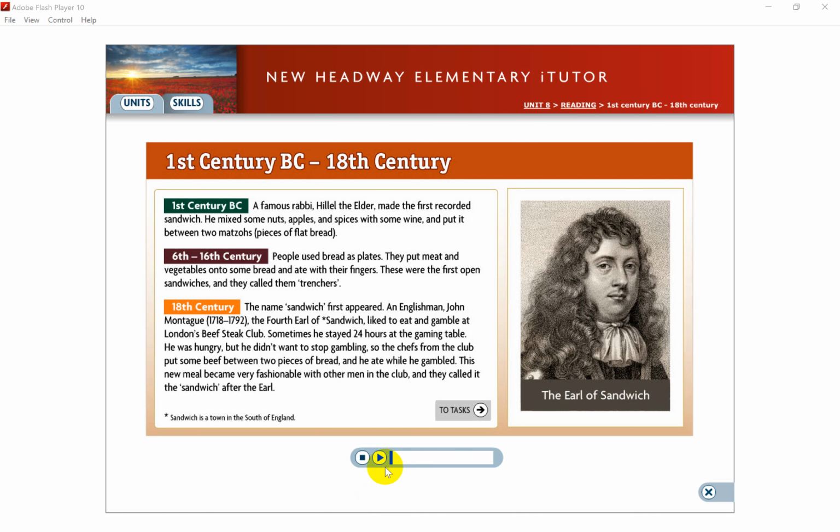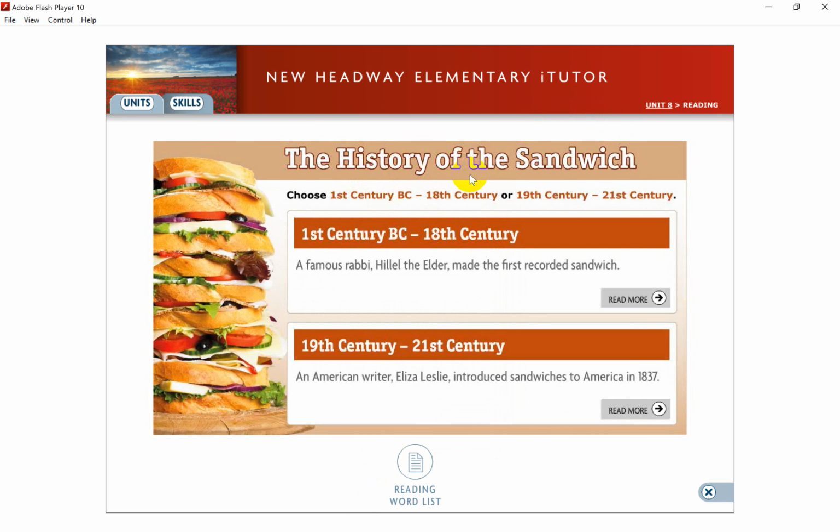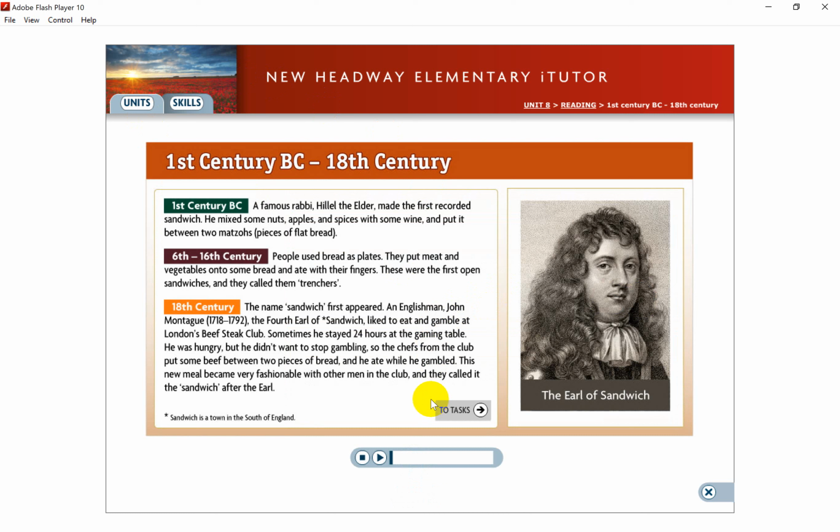So guys, we need to listen to the history of the sandwich. Okay, so this is the reading, the history of the sandwich. 1st century BC, 18th century or 19th century, 21st century. So we have the 21st century BC, 18th century. Famous rabbi, so this is Hillel the Elder made the first recorded sandwich. So we will listen to this. And also we will have some questions regarding this text and this listening.